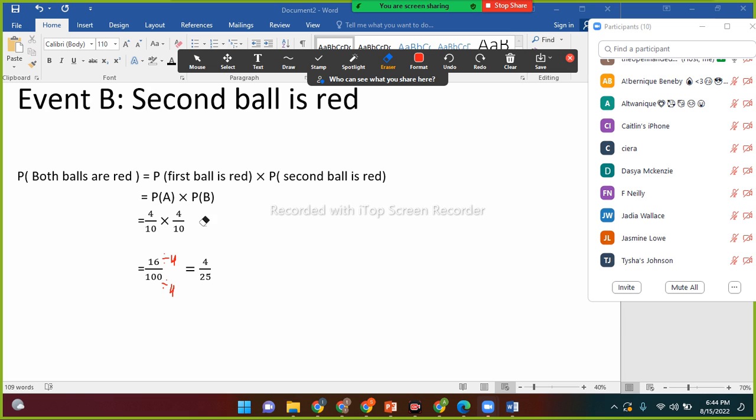This way is simpler. So all you need to remember is that in order to get the first red ball, it's 4 red balls in total divided by 10 because there are 10 balls in total. Then the second time, remember we replace that red ball back, so it's still 4 red balls over 10. 4 times 4 is 16 and 10 times 10 is 100. And 16 divided by 4 is 4 and 100 divided by 4 is 25. So that's how we get 4/25.